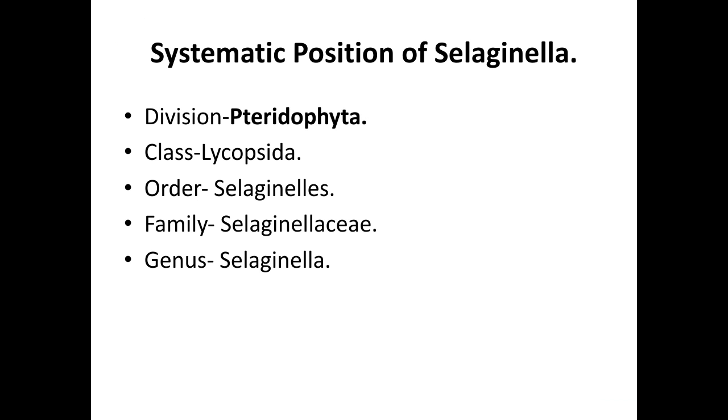Then trabeculae are present within the stem of Selaginella. Stele is generally a protostele. Now xylem is present at the center, and xylem is surrounded by phloem. And such type of stele is generally known as the protostele.